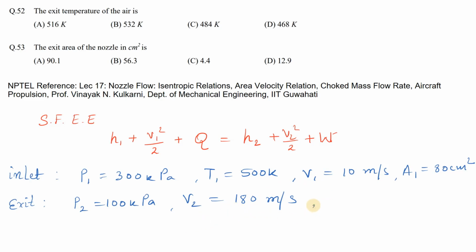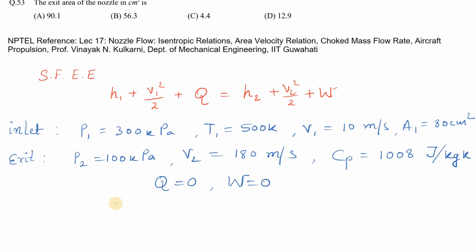Also the heat capacity Cp is equal to 1008 joule per kilogram Kelvin. This is the specific heat capacity at constant pressure. Now since it is an adiabatic process, Q will be equal to 0. Also the work done in this process is 0. So we are left with this steady flow energy equation. It becomes H1 minus H2 is equal to V2 square minus V1 square upon 2.